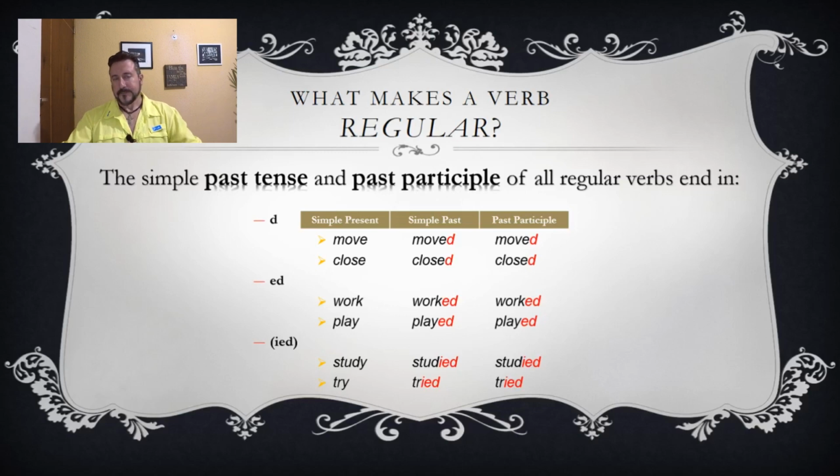Now, this is how we start. This is what makes a regular verb regular. There's no change involved. You're just adding the D or ED used when you're using it in the past tense. All right. So let's go forward.